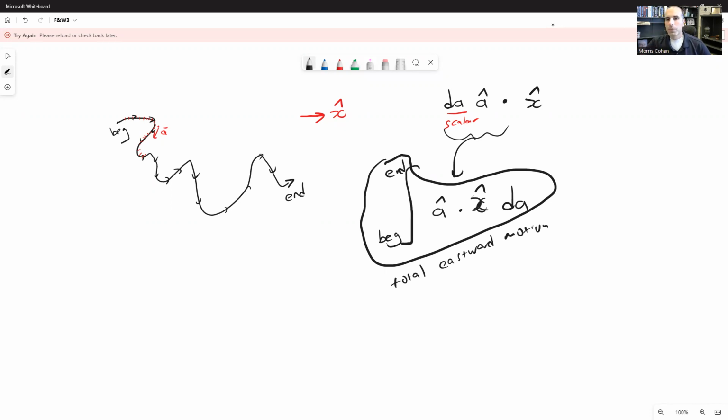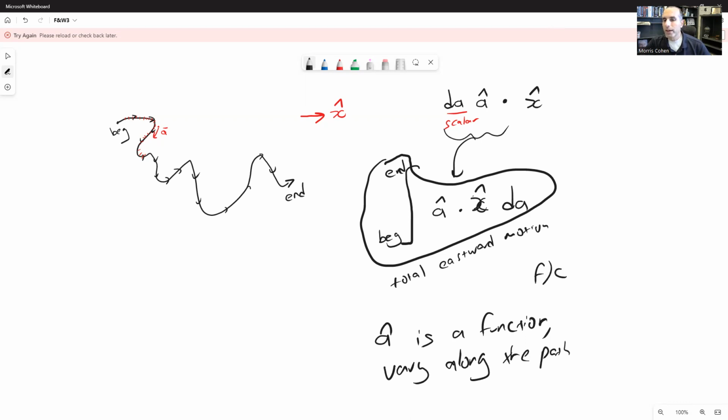All right, so A hat is going to be a function. A hat is a function. It's going to vary along the path. And you need to represent that in some way. It could be that you represent this with some function f of x, which will take on some value. Maybe it's a quadratic or a zigzagging back and forth. But you have to represent anything that's inside this integral, and sort of place that inside the line integral.